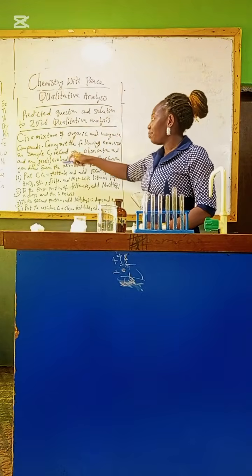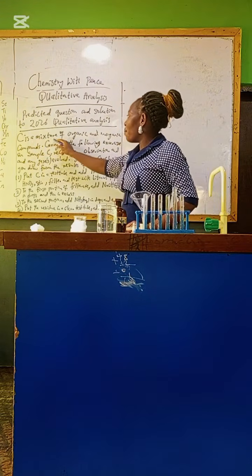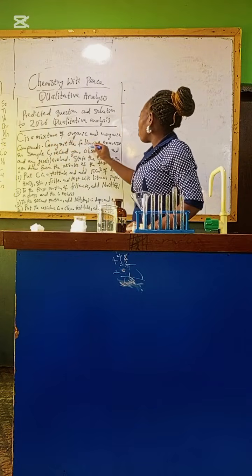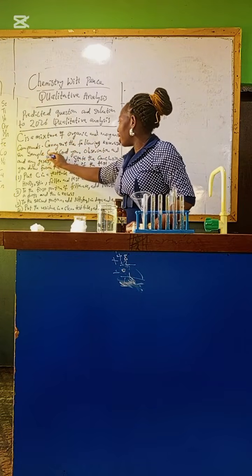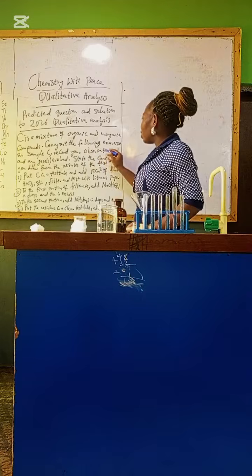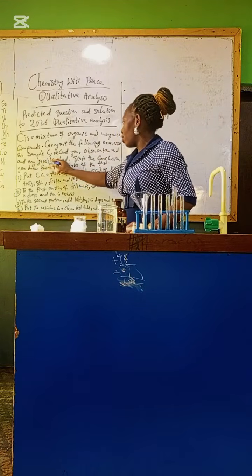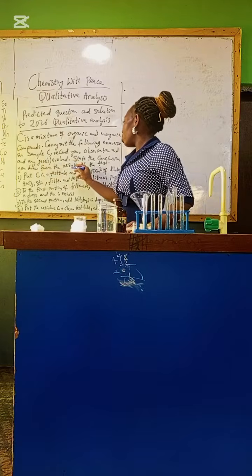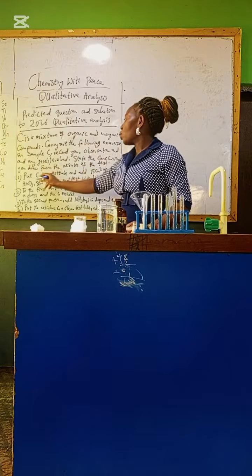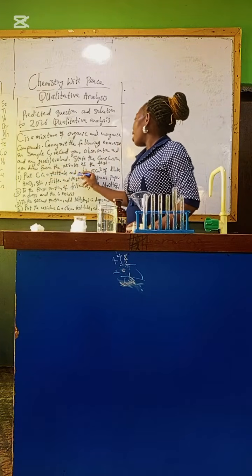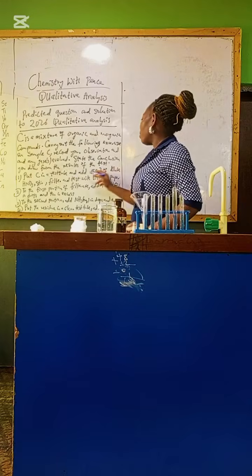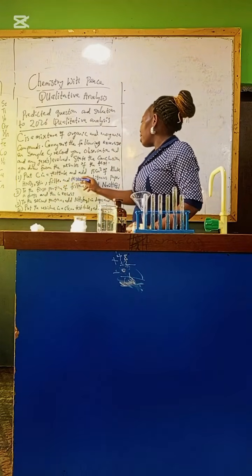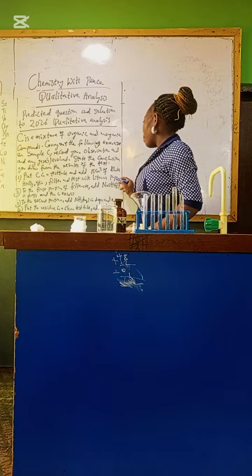Let's read the question. C is a mixture of organic and inorganic compounds. Carry out the following exercise on sample C. Record your observation and any gas or gases above. State the conclusion you draw from the results of the test. Put C in a test tube and add 15 cm cube of dilute nitric acid. Stir, filter and test with litmus paper.